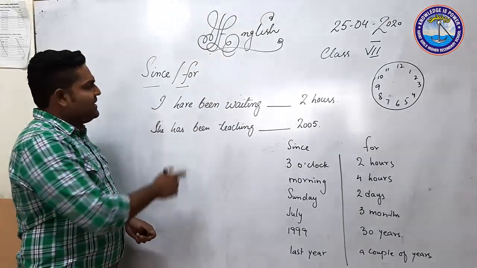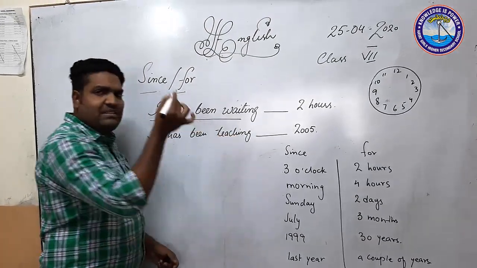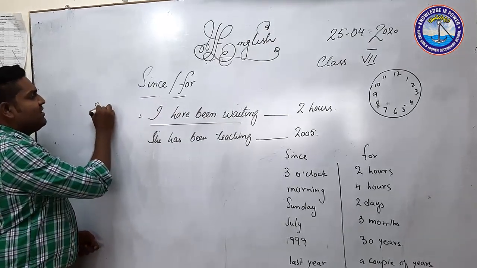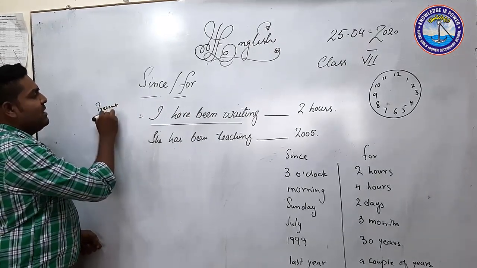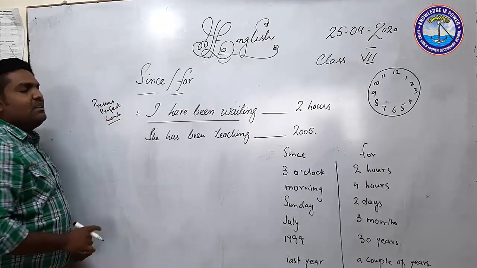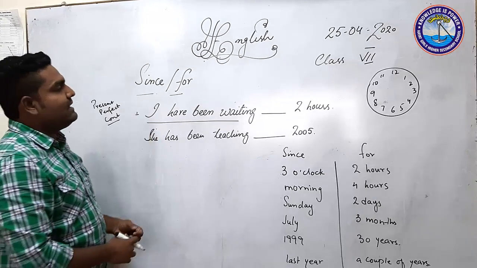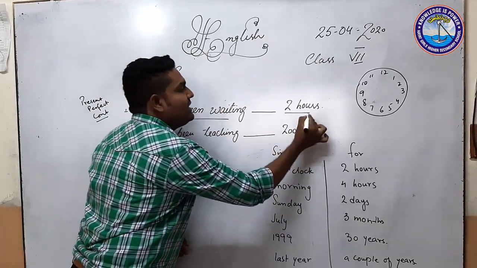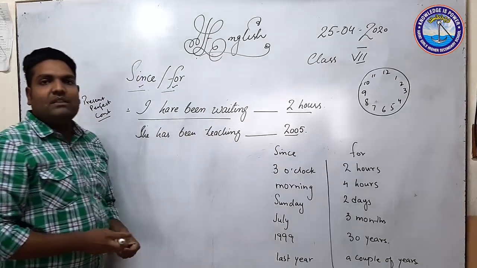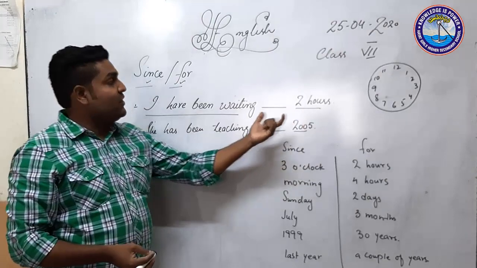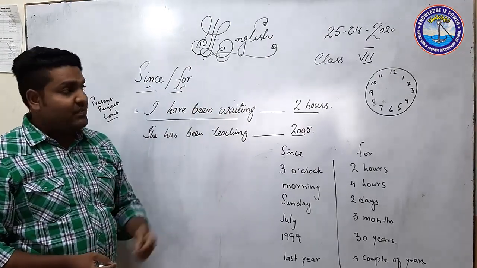Sometimes when we are making a sentence, for example, I have written two sentences over here. Number one is a sentence of present perfect continuous. In these two sentences, we have to use since and for with the time. Sometimes it becomes a problem for us to know what time we have to use with since and what time we have to use with for.